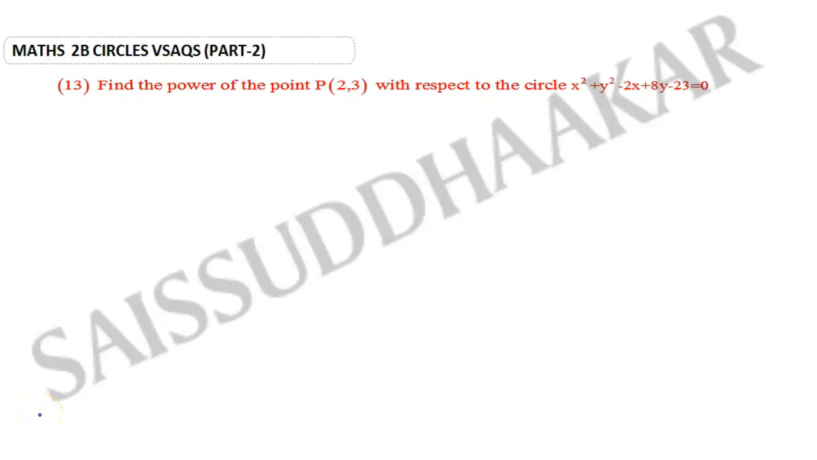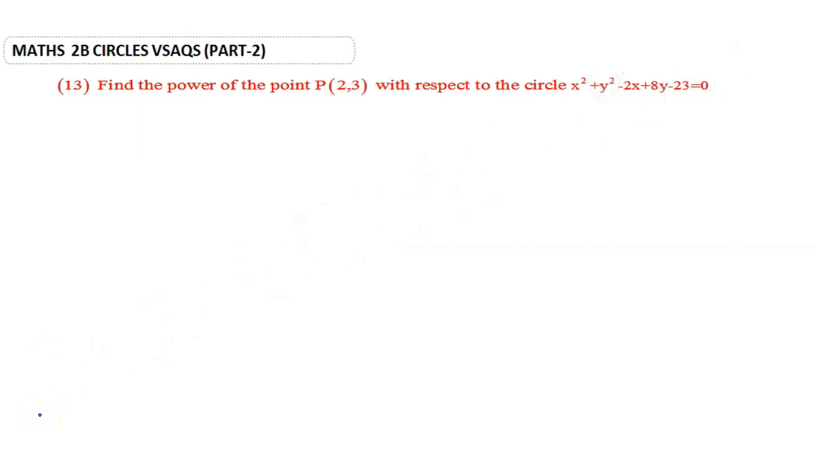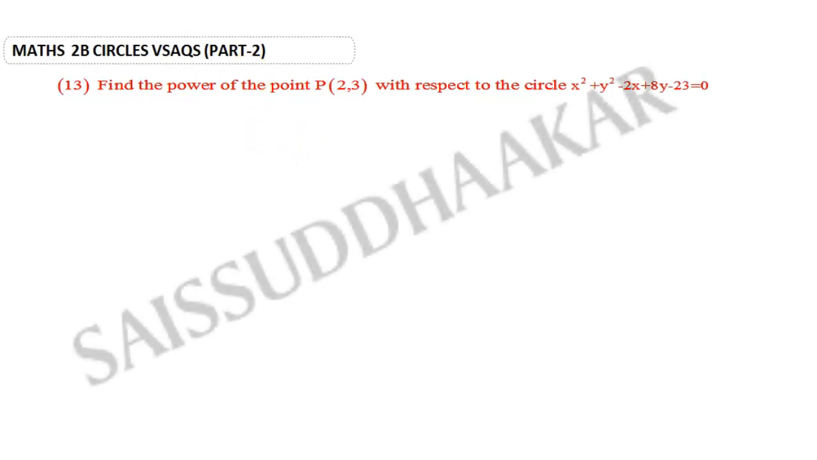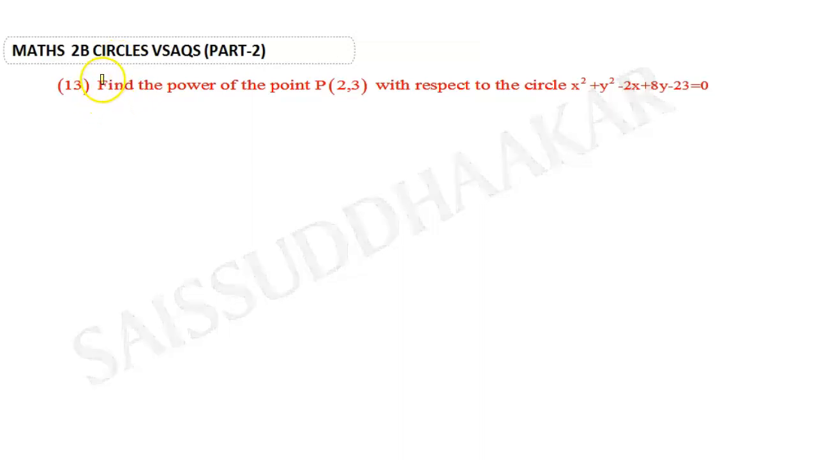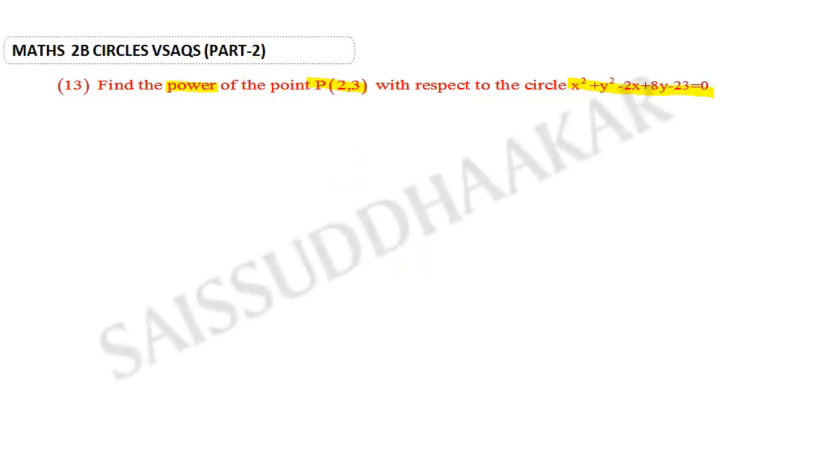Hello everyone. Today we are going to discuss circles topic part 2, very short answer questions. Question number 13 is: find the power of the point P(2, 3) with respect to the circle x² + y² - 2x + 8y - 23 = 0. So here first we need to know the concept for this.